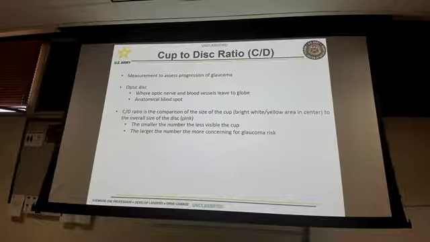Your cup to disc ratio is the comparison of the cup, which is the inner right area of that nerve, to the overall disc size. So the smaller that ratio, the less visible that circle on the inside, the center part of that disc is noticeable. And then the larger that number, then we start to worry about glaucoma.